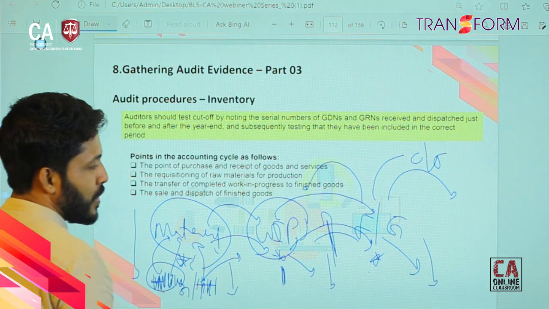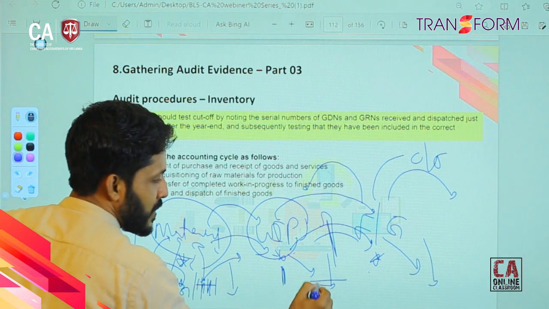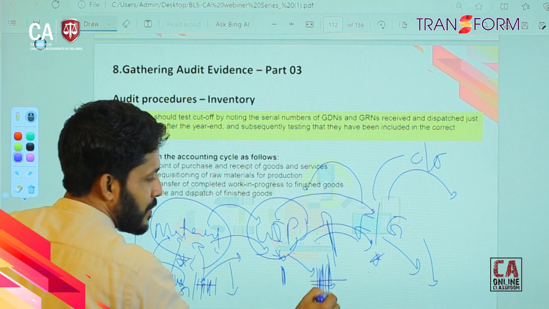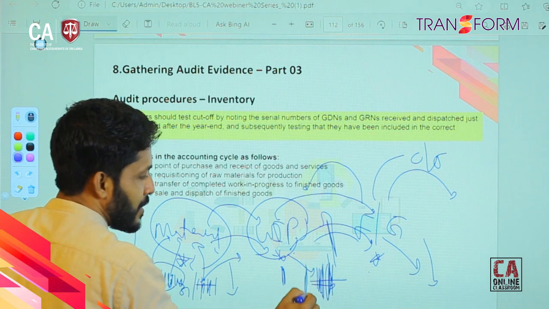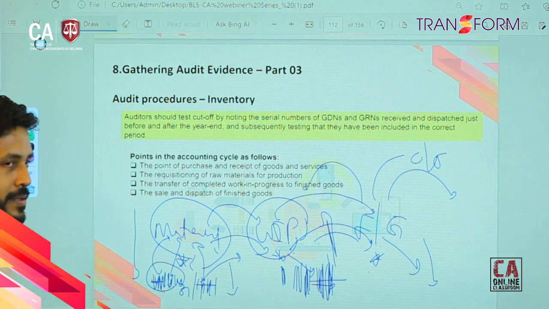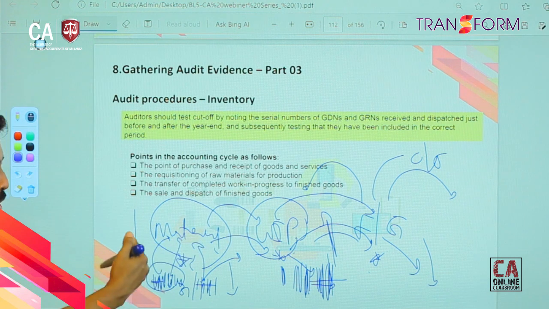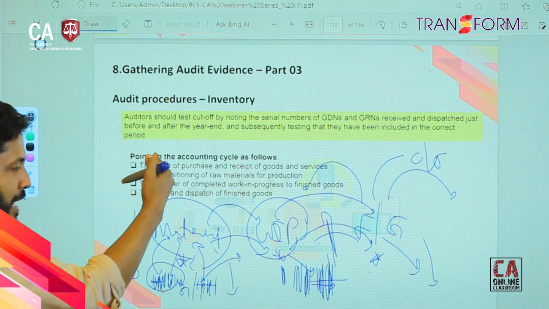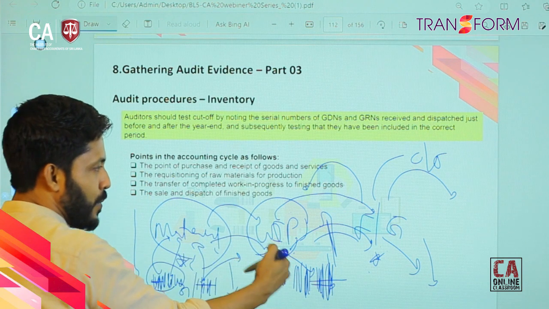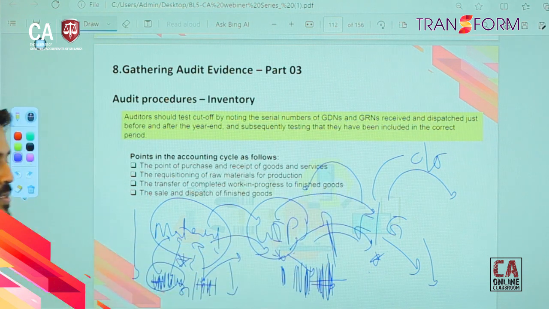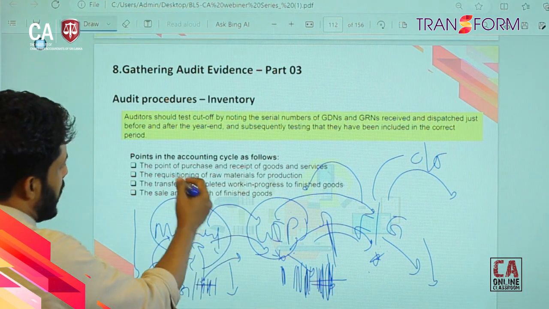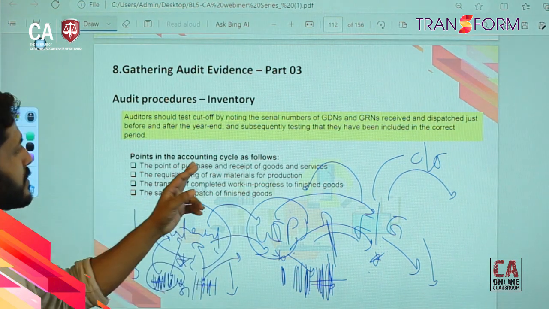You need to ensure, so then you need to verify the first item in the January month and the last item in the December month, and in between these 3 inventory items. Then only you can ensure the exact material amount, exact WIP amount, and exact finished goods amount, right? So then that should be performed, right? So then the points in the accounting cycle are as follows.